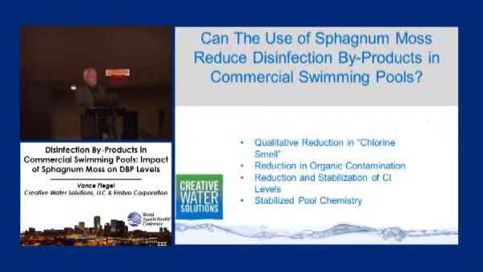Once we learned that we reduced the organic contamination, this started to make sense because we're reducing the substrate for the chlorine to react with. The fact that we reduce and stabilize chlorine levels also probably helps in terms of creation of disinfection byproducts. And the fact that stabilized pool chemistry is present also should help reduce the production of disinfection byproducts. But it's probably mainly due to the reduction of organic contamination and the fact that we reduce the chlorine demand and that the use of chlorine goes way down in pools treated with sphagnum moss.